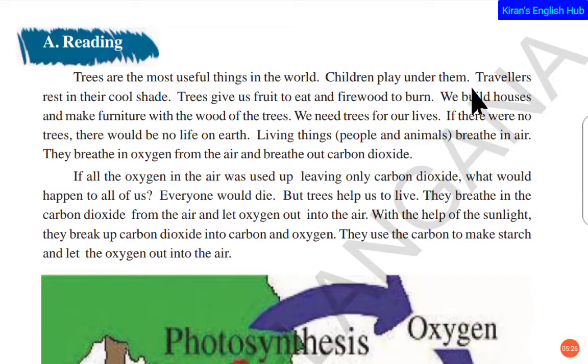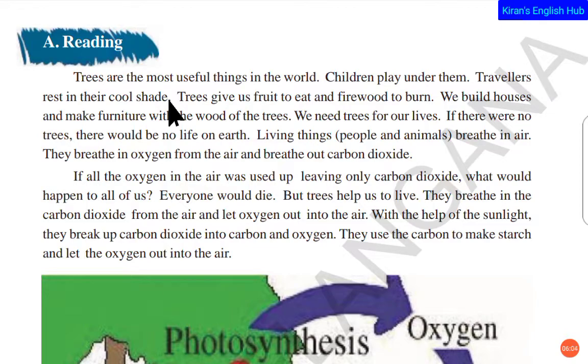Next, children play under them, travelers rest in their cool shade. So nowadays children are actually not playing under them, but if you go a few years back, most of the children, the only playground for them is a tree. They play on the tree, under the tree, everywhere. They play on the branches of the tree, they play under the shade of the tree. So it was like that in those days, but now the playstations, video games, everything has become their playground. No problem. Next, travelers rest in their cool shade.